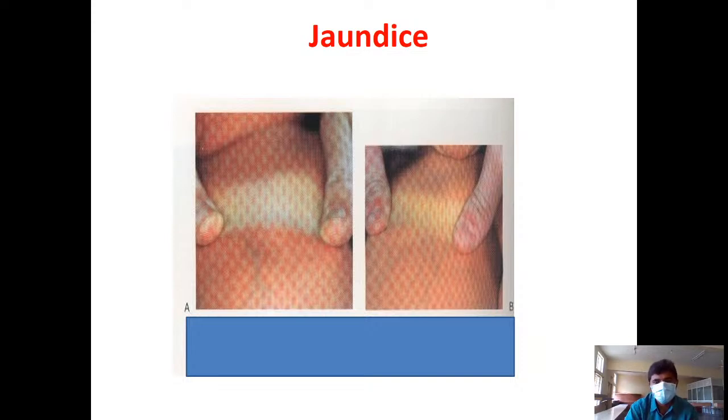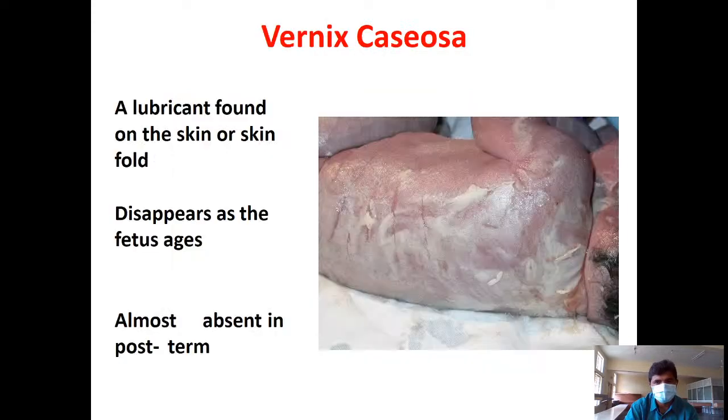So this is how you need to look for icterus. Blanch the skin and look for the color tone. If it remains paler, then there is no icterus. If it is looking yellowish, then jaundice is present.